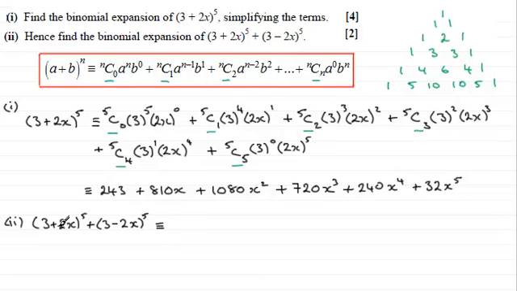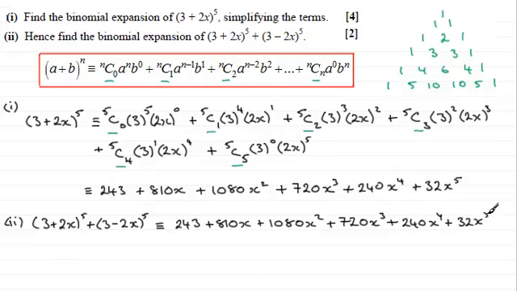Well, for the first term here, obviously we're going to have this expansion. So let's just put that one down. 243 plus 810x plus 1080 x squared plus 720 x cubed plus 240 x to the power 4, and finally plus 32 x to the power 5.